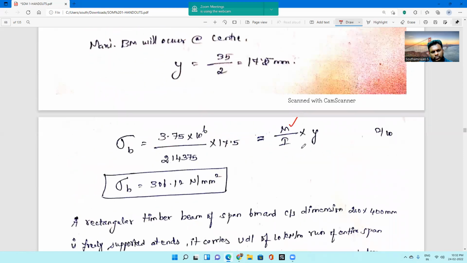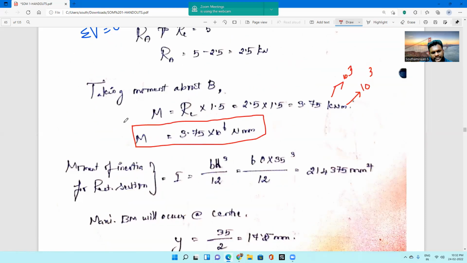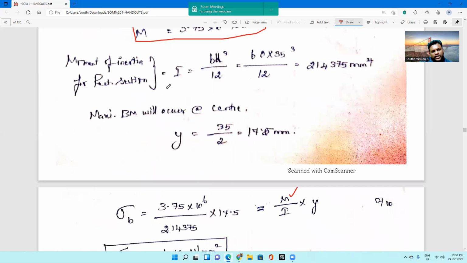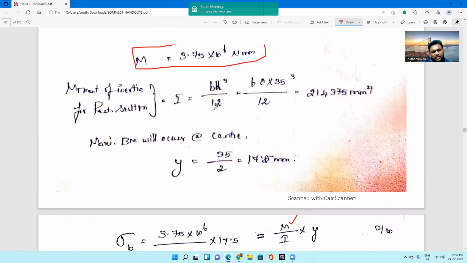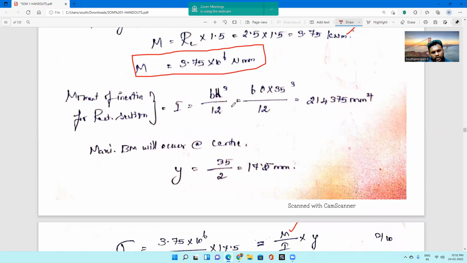Next, we will calculate the moment of inertia value. Here it is a rectangular section. The rectangular section moment of inertia formula is I = bd³/12. The breadth value is 60 and the depth value is 35 cubed, divided by 12. That is 214375 mm⁴. The moment of inertia is represented by the symbol I.